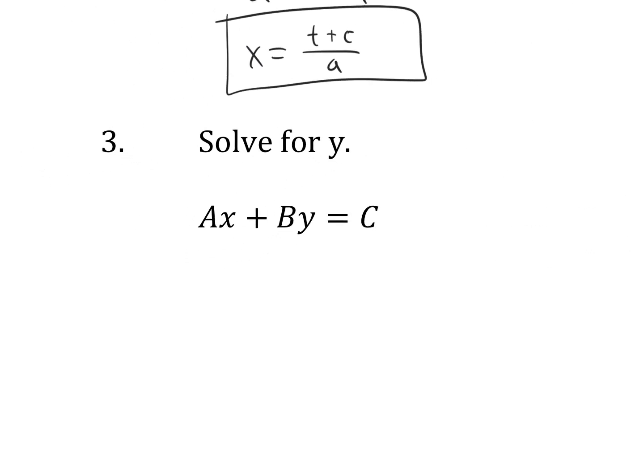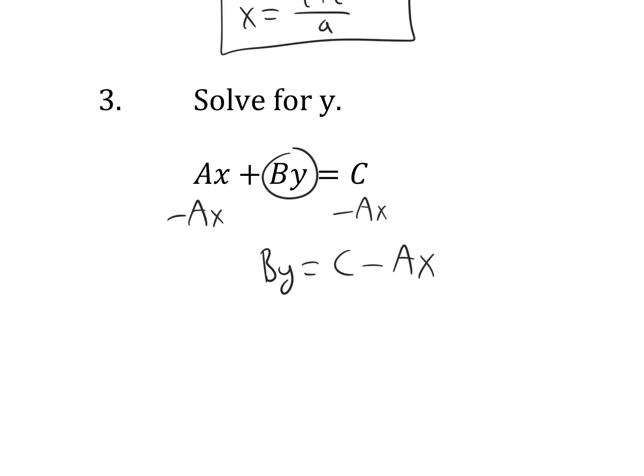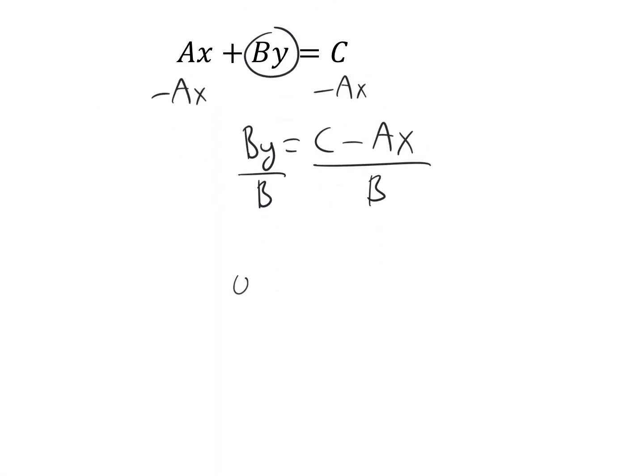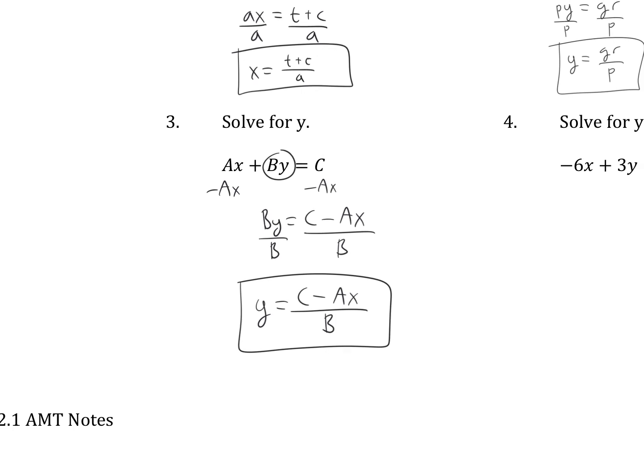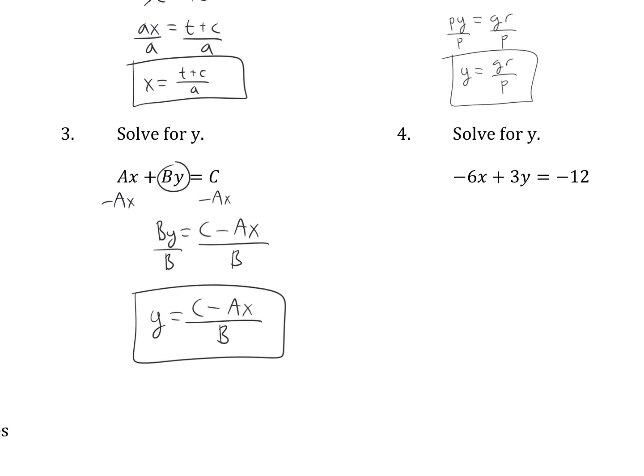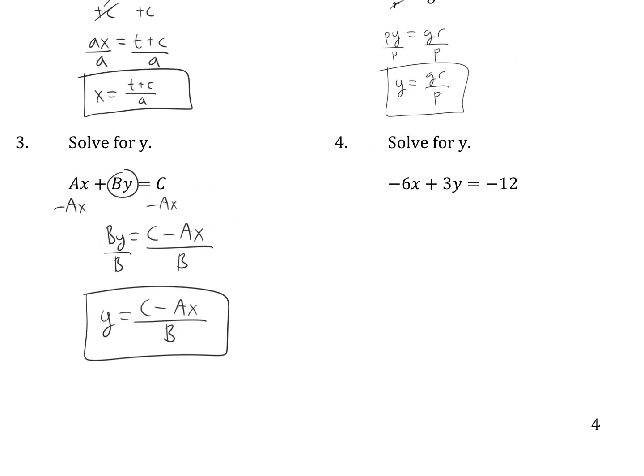All right, we need to solve for y, so we need to get this by by itself. How do we do that? I'm going to subtract ax from both sides. So I have by equals c minus ax. And to solve for y, I'm going to divide by b. And now I have y equals (c minus ax) over b. All right, very cool. And then number 4, if you want to try that last one, give it a try.